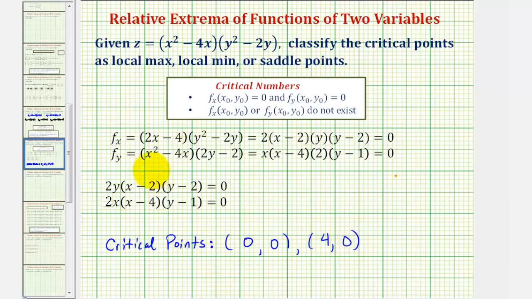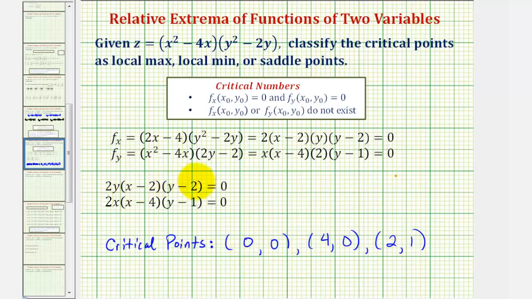Now going back up to the first equation, notice how if x equals positive 2, this would be 0. So now we'll ask, what does y have to be in the second equation for this also to be 0? Well, if x is 2, y would have to be positive 1 in order for both equations to be 0. So now we have 3 critical points, but there's more.